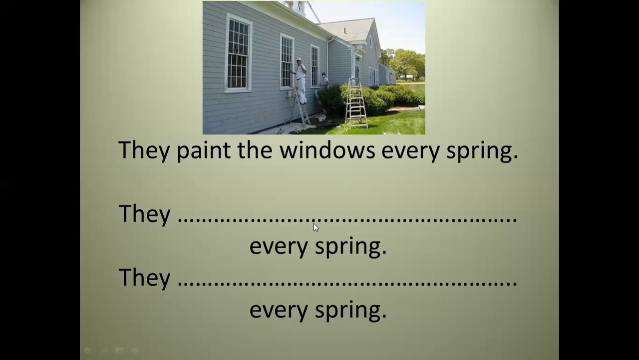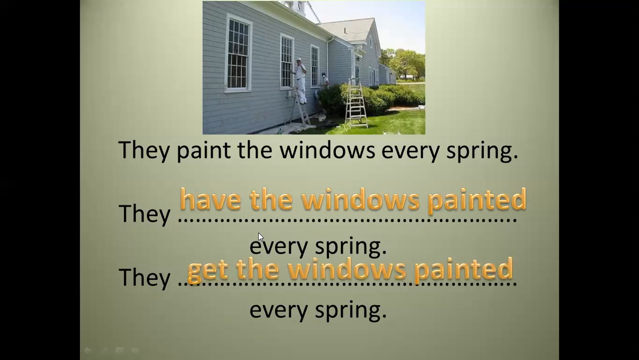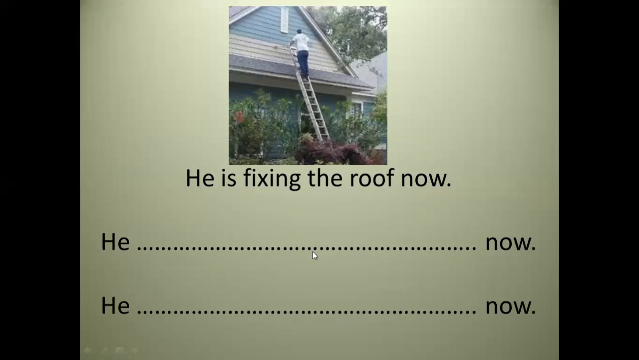So the answer can be they have the windows painted or they get the windows painted. Now, why did I use get in the present form? Because paint is in the present form. I'm talking in the present, okay? Another sentence. He is fixing the roof now. Now, is fixing is in the present continuous, as we know.